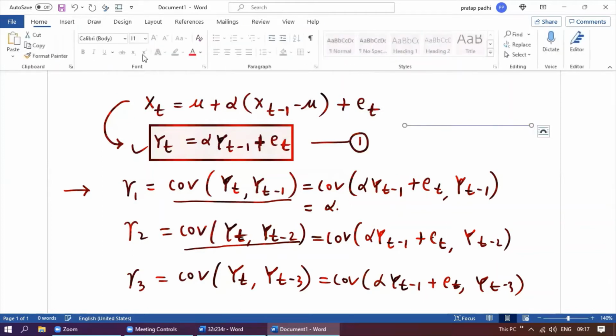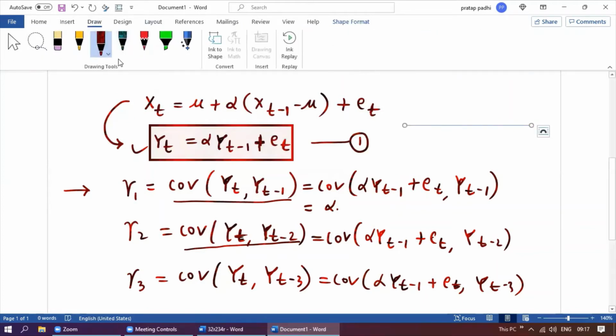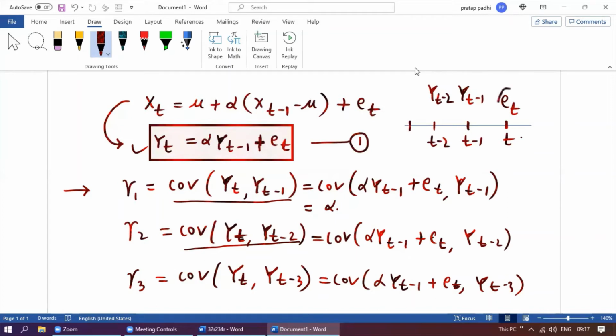if this is your timeline and you want to find the covariance between the error here and the previous values of the process. Suppose yt minus 1 here, yt minus 2 here, that way. This is t minus 1, this is t minus 2, that way. What will happen? It will not depend. Et is independent of this. Can you answer why? Et is independent of this because this is the random shock, the white noise here.